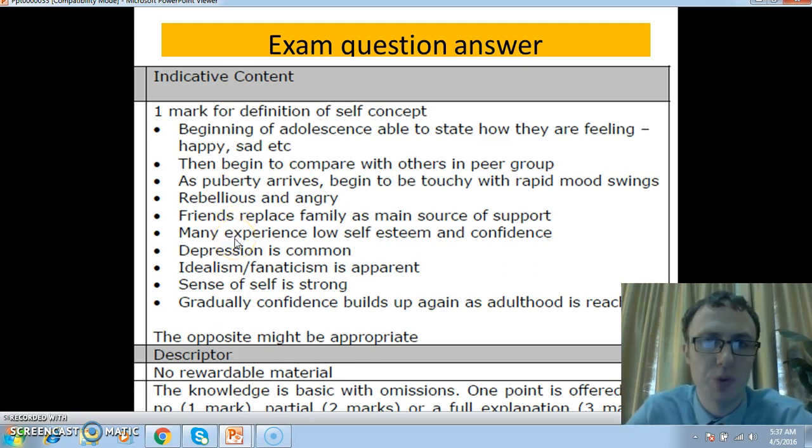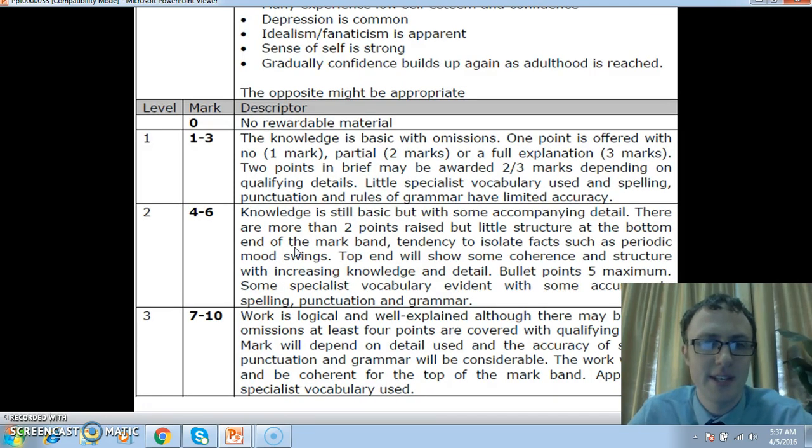As long as you explain what you're talking about and it makes sense, then you should do quite well here. Okay, so I'll leave this mark scheme up to give you some ideas. Here also you can pause the video to see exactly what's required for the higher level marks down there.